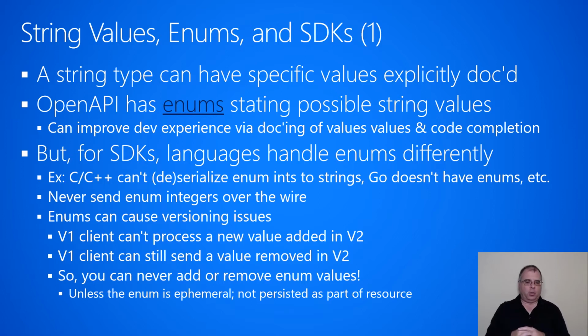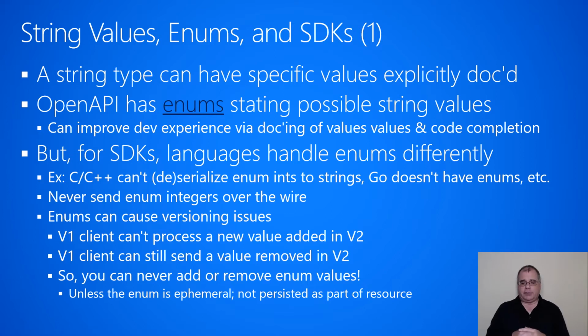But for SDKs, the different languages handle enums differently. In C and C++, for example, there are no metadata or reflection APIs built into those languages. So there's no automatic way to convert a Washington enum symbol into a Washington string to go across the wire, or vice versa. Washington comes in across the wire, you want to convert it to a Washington enum value. There's just no way to do that built into the language.